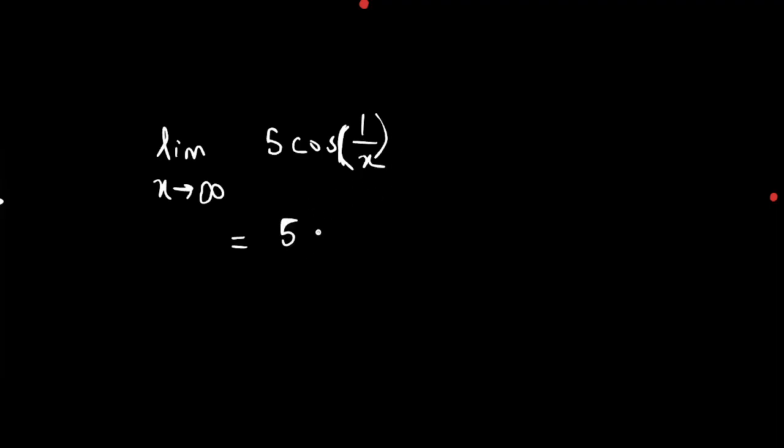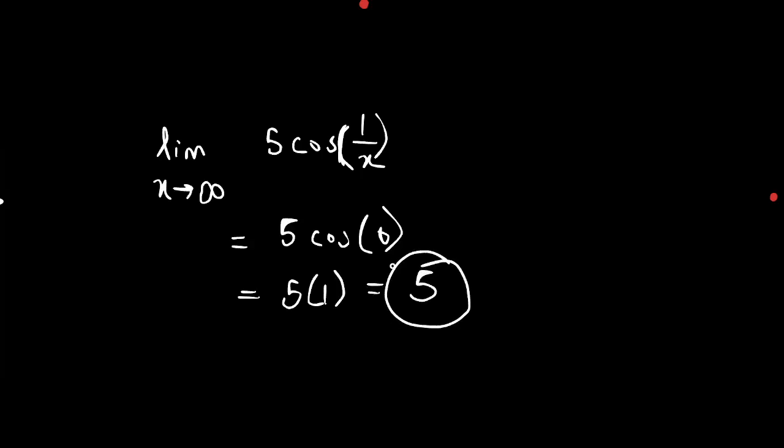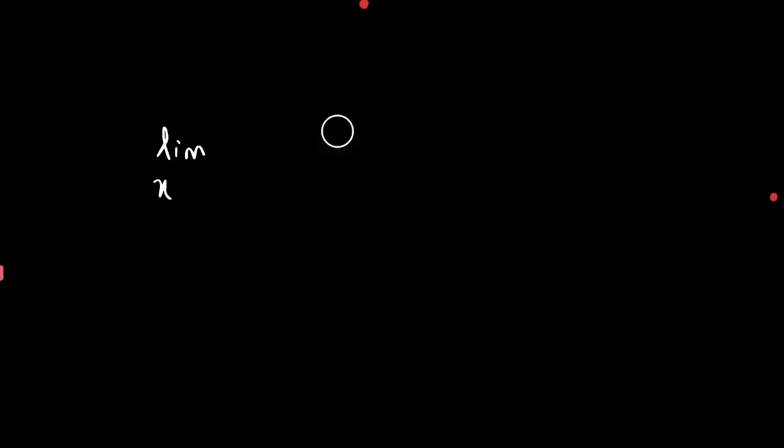So 5 times the cosine of 0. What is the cosine of 0? The cosine of 0 is just 1. So that's 5 times 1, and our answer here is 5. Hopefully you were able to do that problem. So now let's look at this one last example.